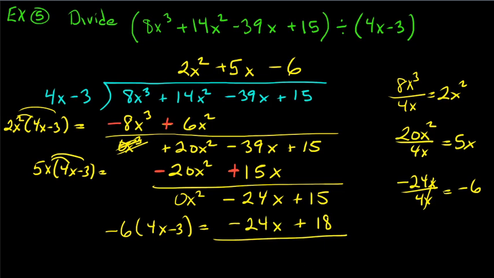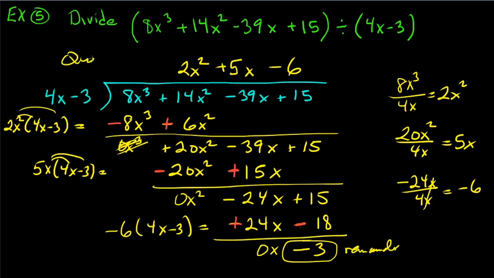Right. Again, flip the signs and add. So change the plus to a minus, or change the minus to a plus for the first term, and then change the plus to a minus for the second term. All right, so negative 24x plus 24x is 0x. 15 plus negative 18 is negative 3. So that's our remainder, negative 3.